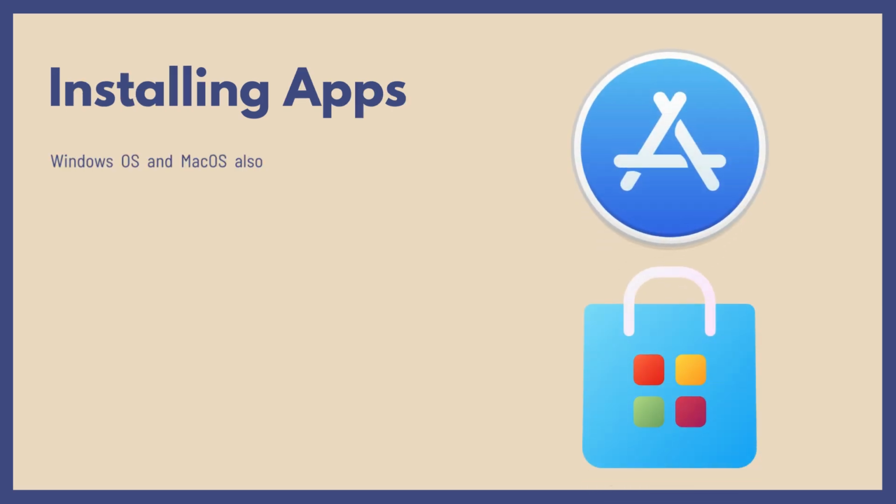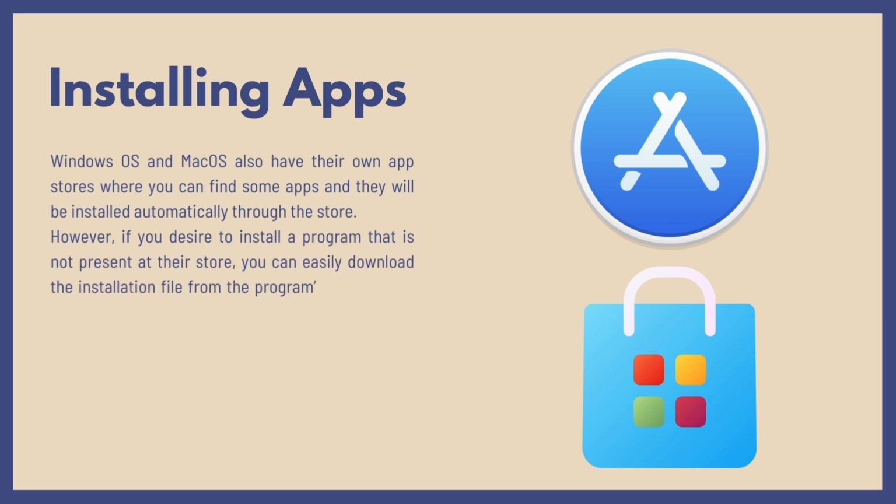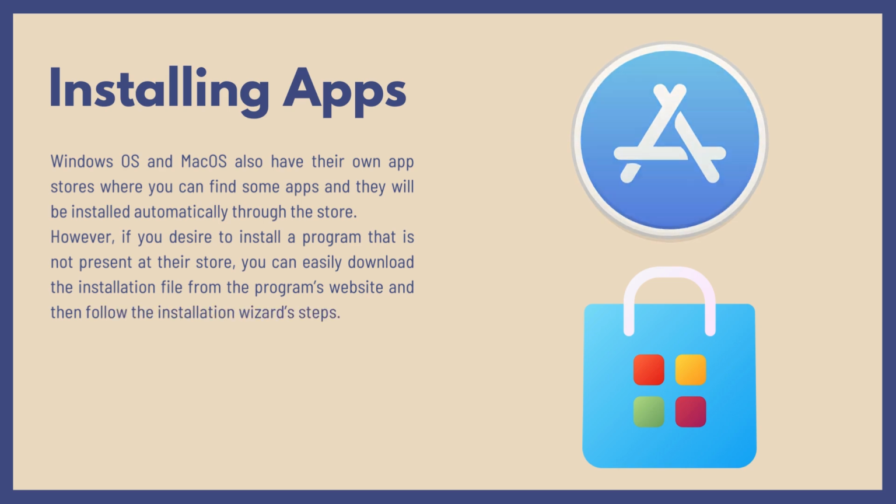Installing apps. Windows OS and Mac OS also have their own app stores where you can find some apps and they will be installed automatically through the store. However, if you desire to install a program that is not present at their store, you can easily download the installation file from the program's website and then follow the installation wizard steps.